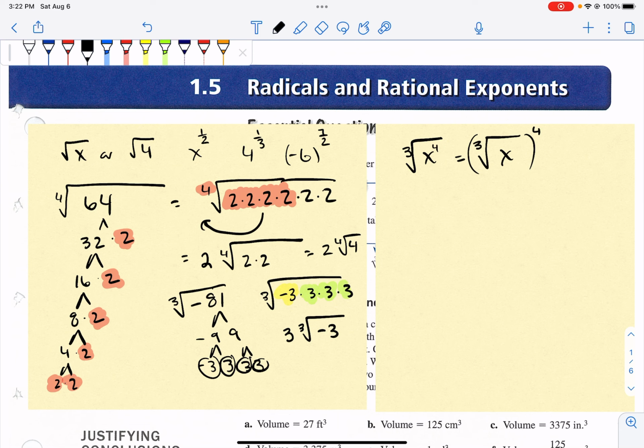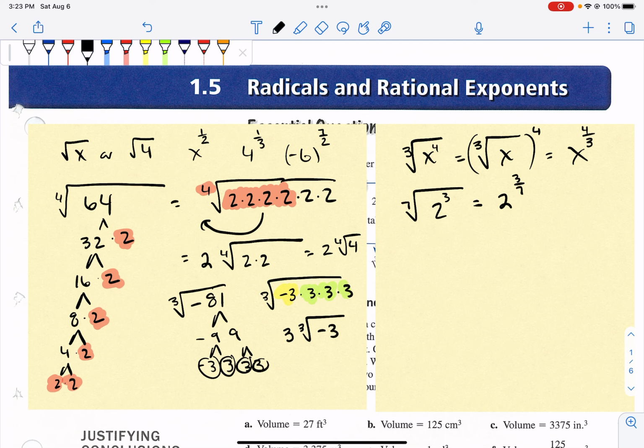What does matter is when I can rewrite this, instead of a radical, I can take that 3 and I can put it on the bottom of a fraction and I can keep the 4 on the top. So my exponent stays on the top. The 3 from the outside of the radical moves to the bottom of my fraction, and I leave it like that. So if I were to have the 7th root of 2 to the 3rd power, that would become 2 to the 3/7 power.